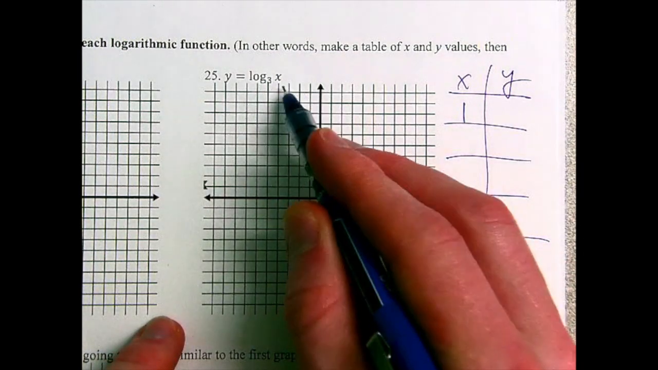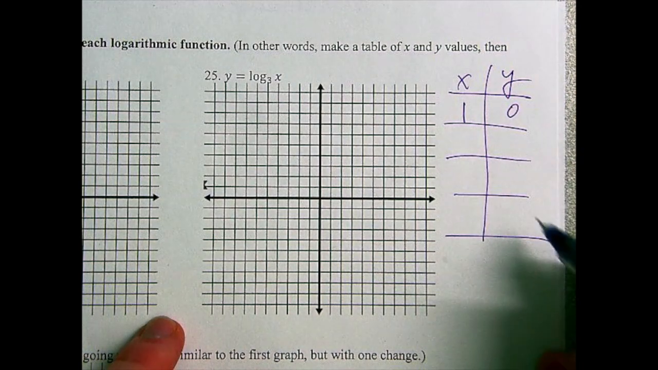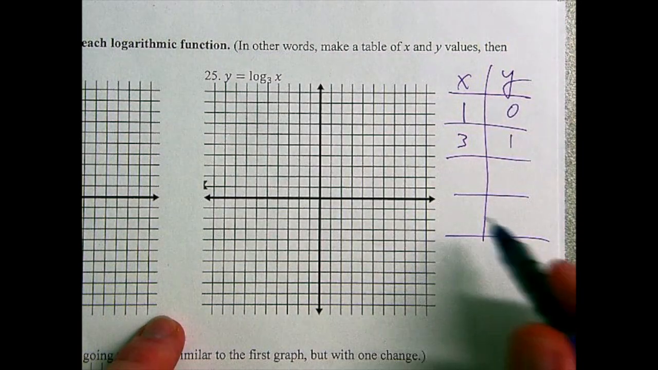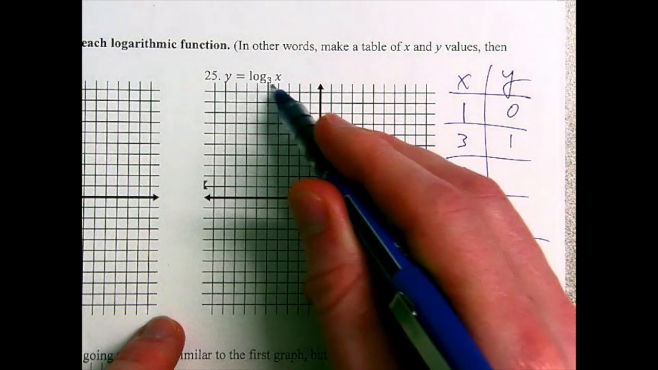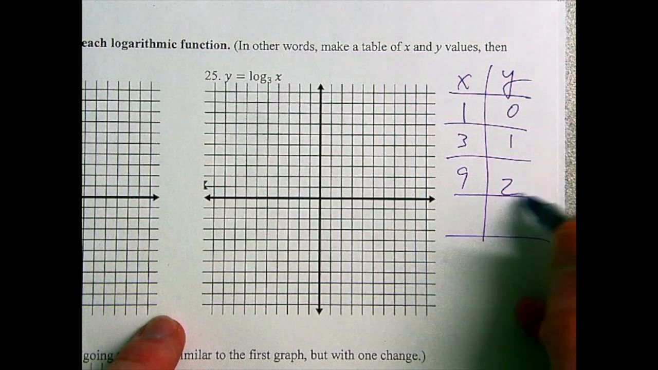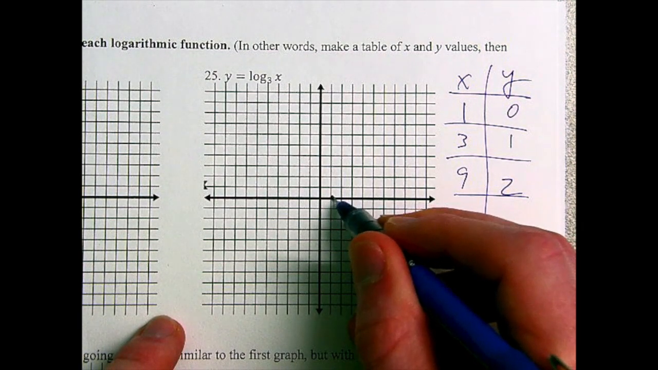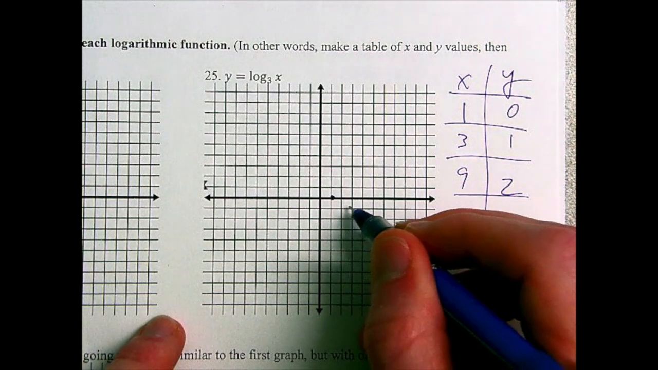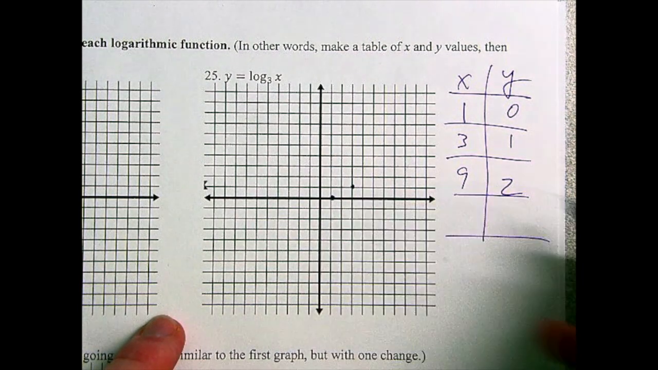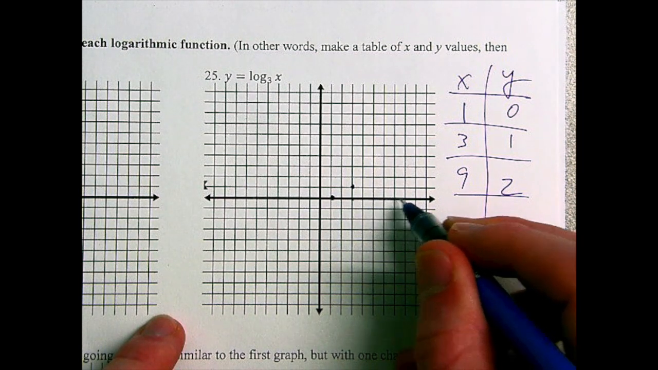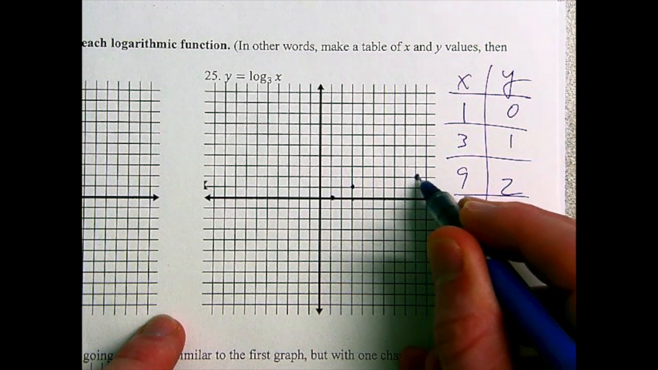What is log base 3 of 1? That's 0. How about 3? What is log base 3 of 3? That's 1. How about 9? What is log base 3 of 9? That's 2. Okay, and that's probably good enough. So I got these 3 points, 1, 0, 3, 1, so that's right here, and then 9, 2, like this.